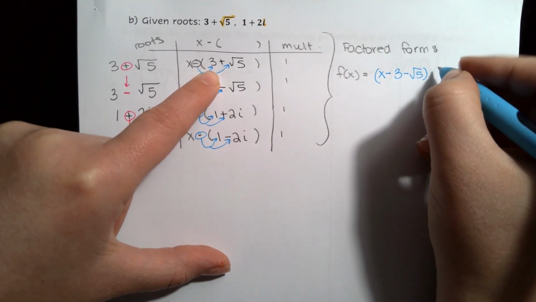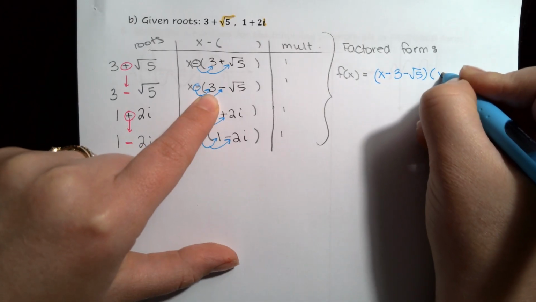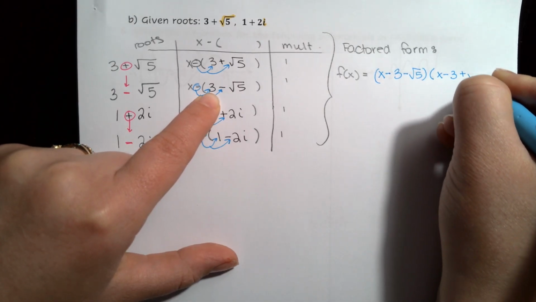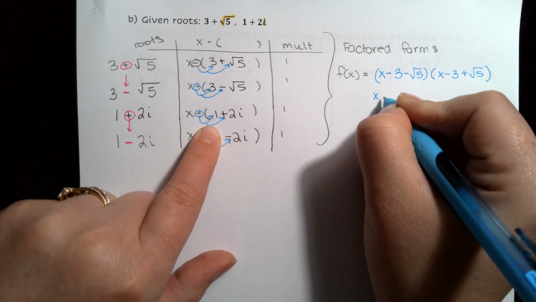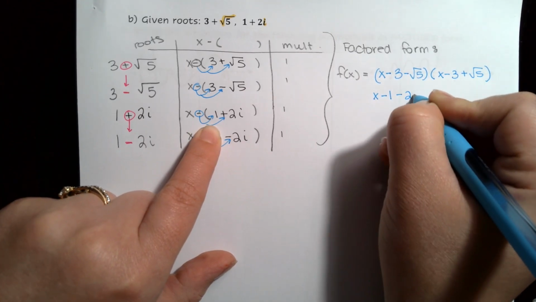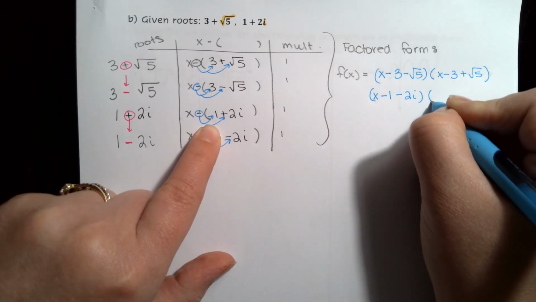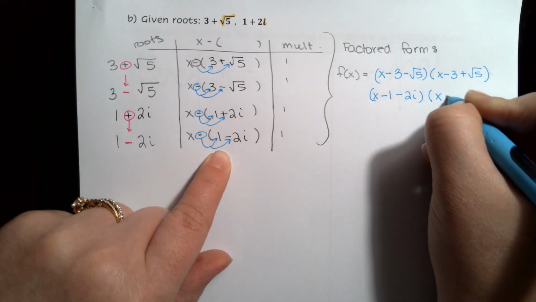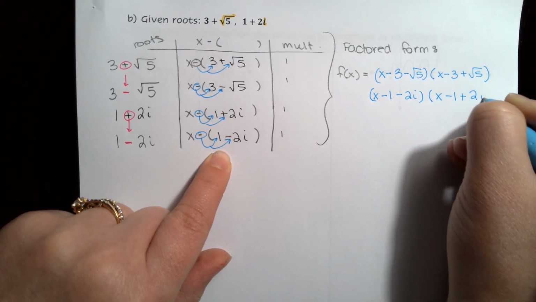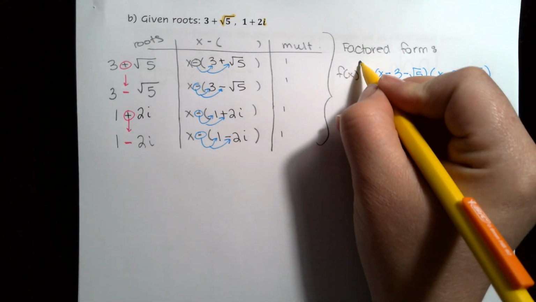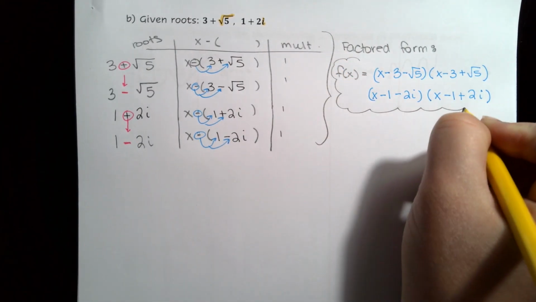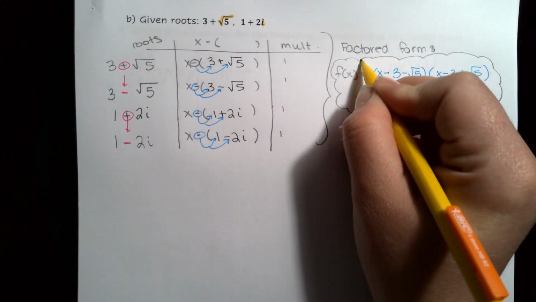And I don't think I'm going to have enough space. Then we have x minus 3 plus square root of 5. Yeah, definitely not enough space. Then we have x minus 1 minus 2i. Then we have x minus 1 plus 2i. Now this here is in factored form. If they are asking you to write this in factored form, this is it. You are done.